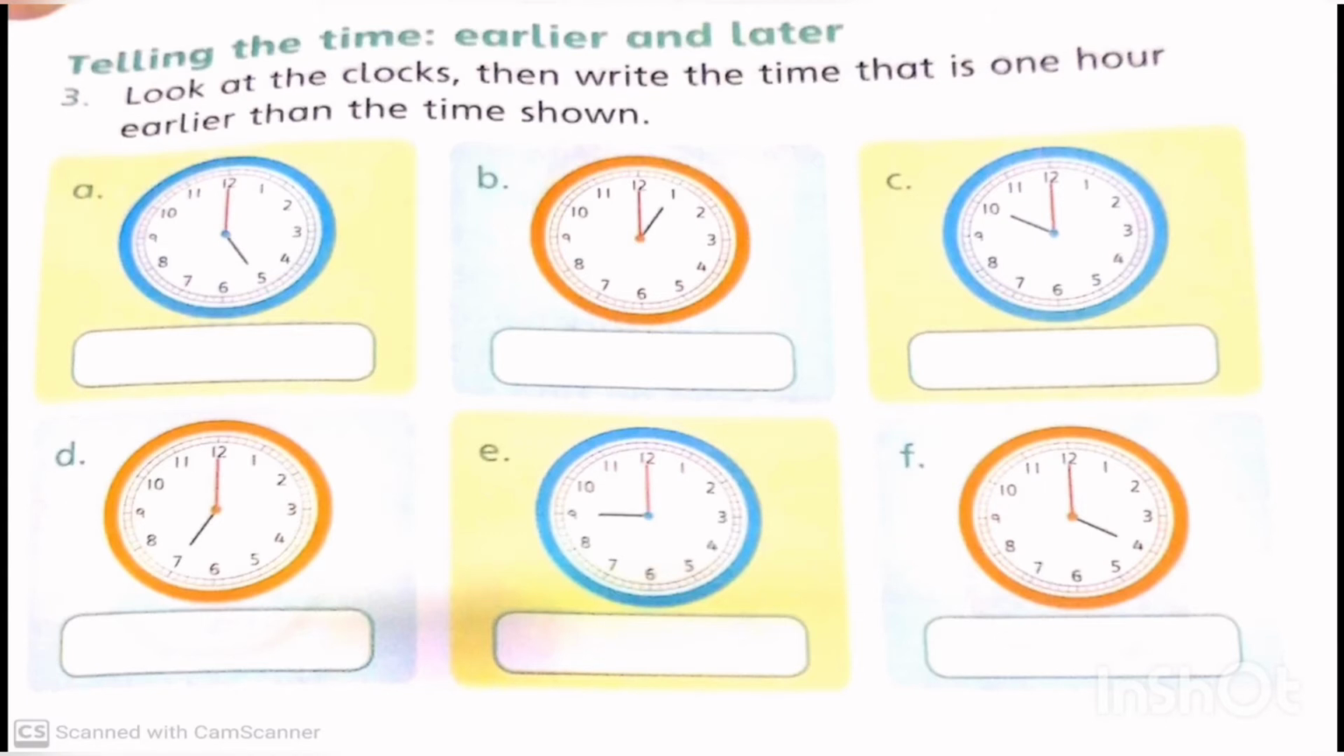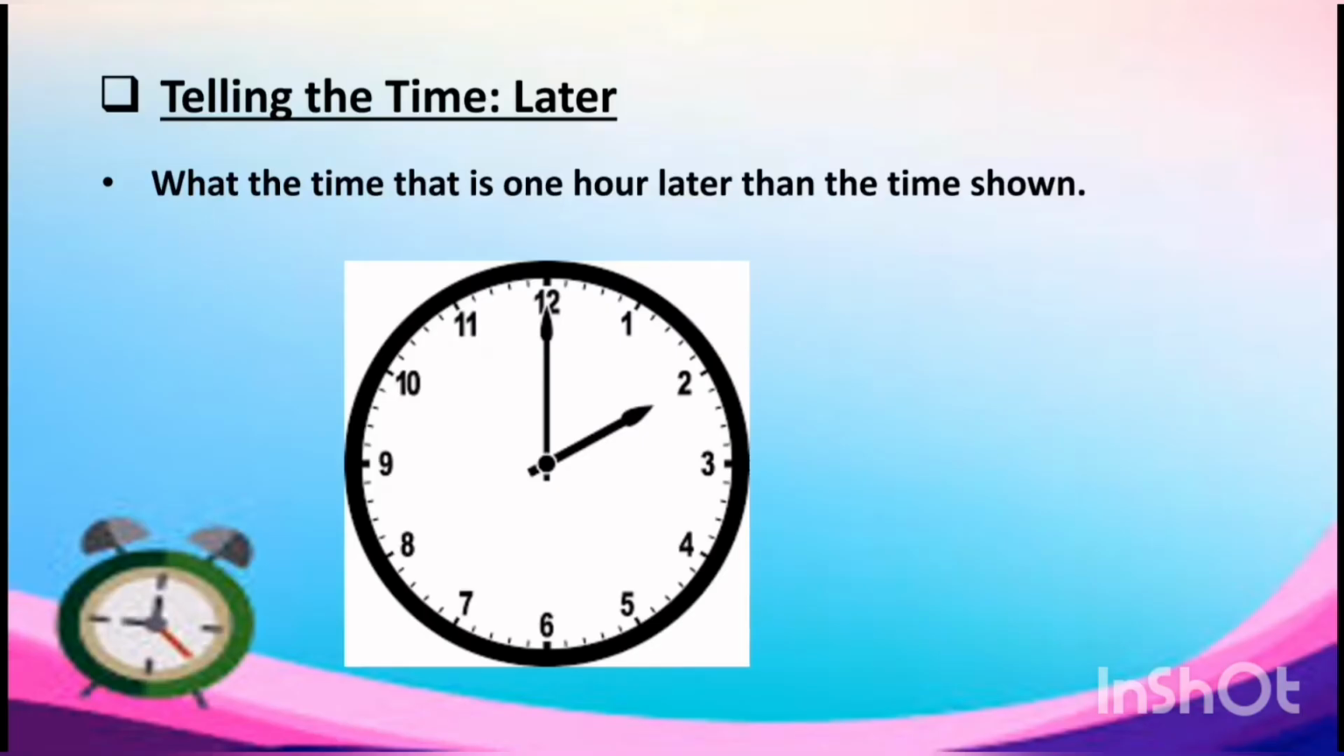Now students, we will do the book page, telling the time earlier and later. Now question number 3 is, look at the clock, then write the time that is 1 hour earlier than the time shown. Students, keep in your mind that earlier means before. In part A, there is 5 o'clock. So 1 hour earlier, 1 hour before, it will be 4 o'clock. In the next clock, there is 1 o'clock. So 1 hour earlier, it will be 12 o'clock. Remaining parts we will do in our Zoom class. Then we will do the next question.